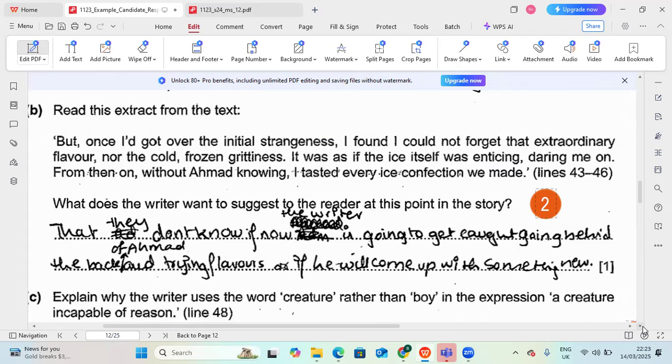In order to understand this question, you have to read the entire text thoroughly. Whenever you have a question like this, what does the writer want to suggest at this point of the story, you have to go back to the extract that is given there. Now we can clearly see there are words which show that he's excited to do it. He's trying to experiment with things around.